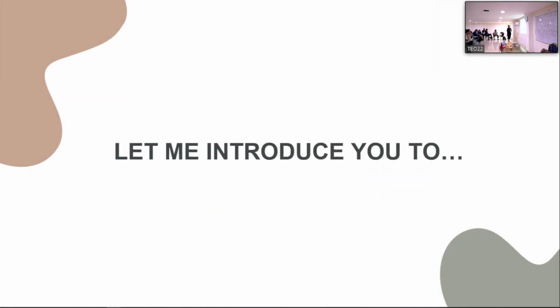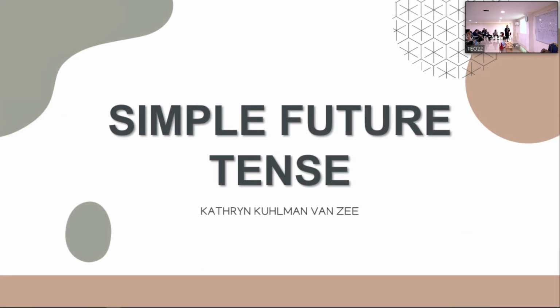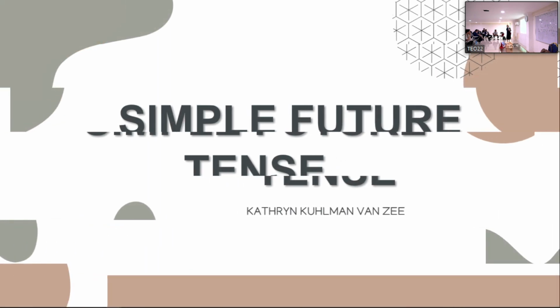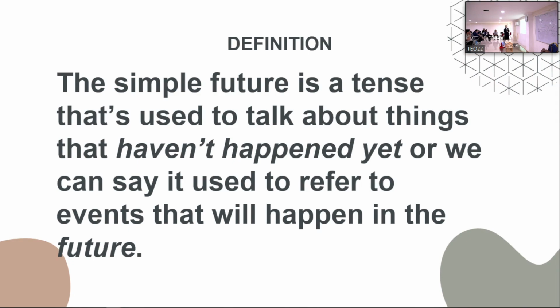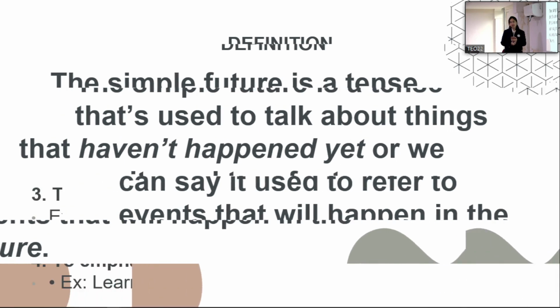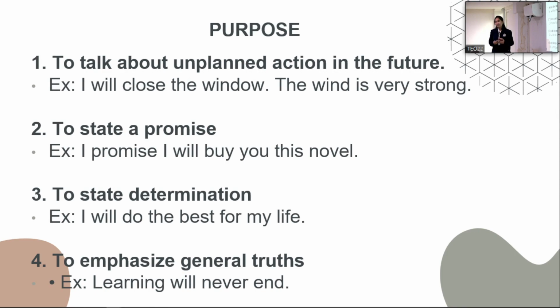Okay. So let me introduce you to simple future tense. What is simple future tense? The simple future tense is a tense that's used to talk about things that haven't happened yet, or we can say it is used to refer to events that will happen in the future. And what is the purpose of this tense? First is to talk about unplanned action in the future, to state a promise, to state determination, and to emphasize general truths.